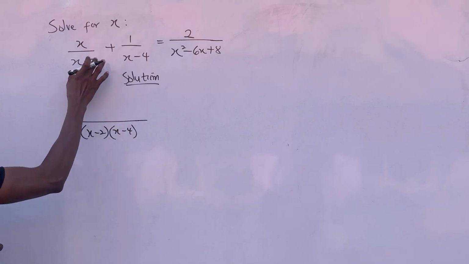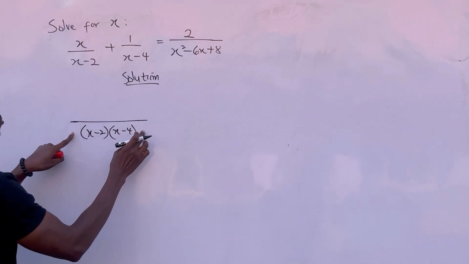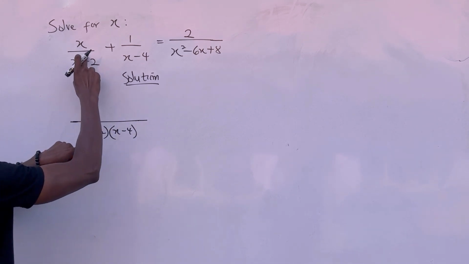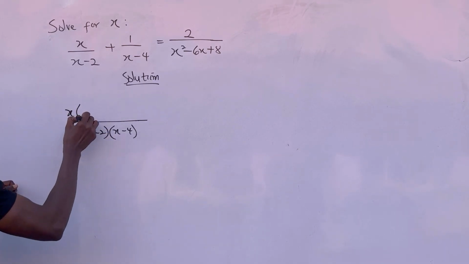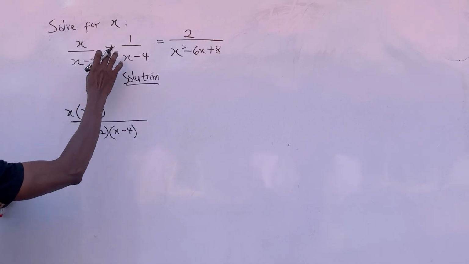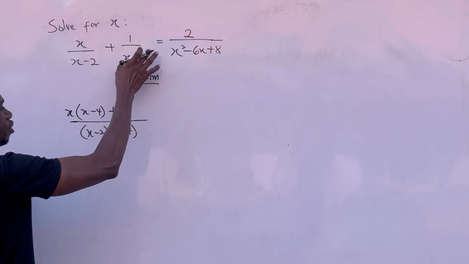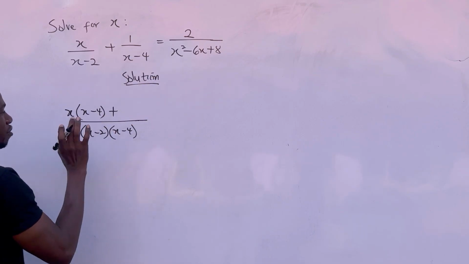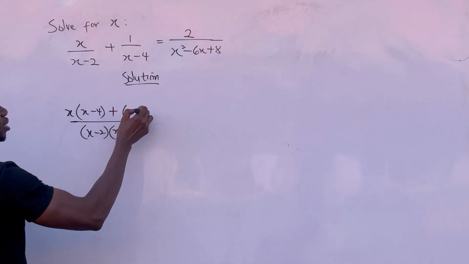Now, x minus 2 in this denominator, which is x minus 2 multiplied by x minus 4, this takes off this, and then you have x minus 4 left. So what we'll have here is x multiplied by x minus 4, plus, now here we have x minus 4. So x minus 4 in x minus 2 multiplied by x minus 4, x minus 4 cancels. What we have left is x minus 2. x minus 2 multiplied by 1, that's x minus 2.